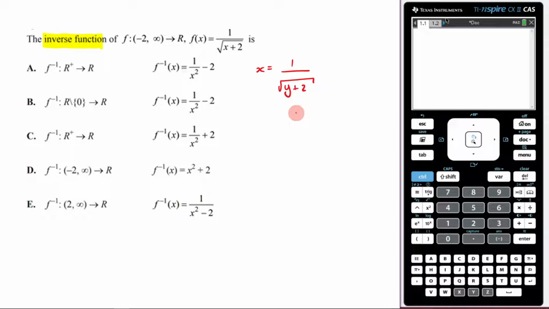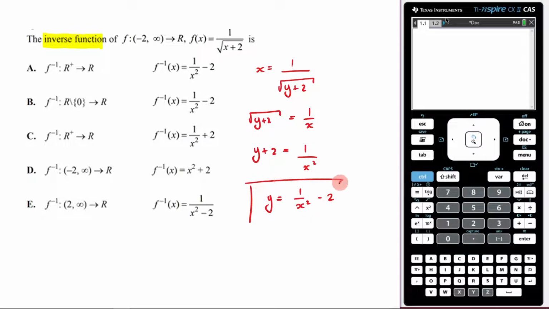And then you rearrange to solve for y. So that means I can just swap these positions around. The square root of y plus 2 is equal to 1 on x. Then I'll square both sides. Y plus 2 is equal to 1 squared, which is 1. And if I square the bottom, I'm just left with x squared. And then I subtract 2 away. That's going to be my answer.